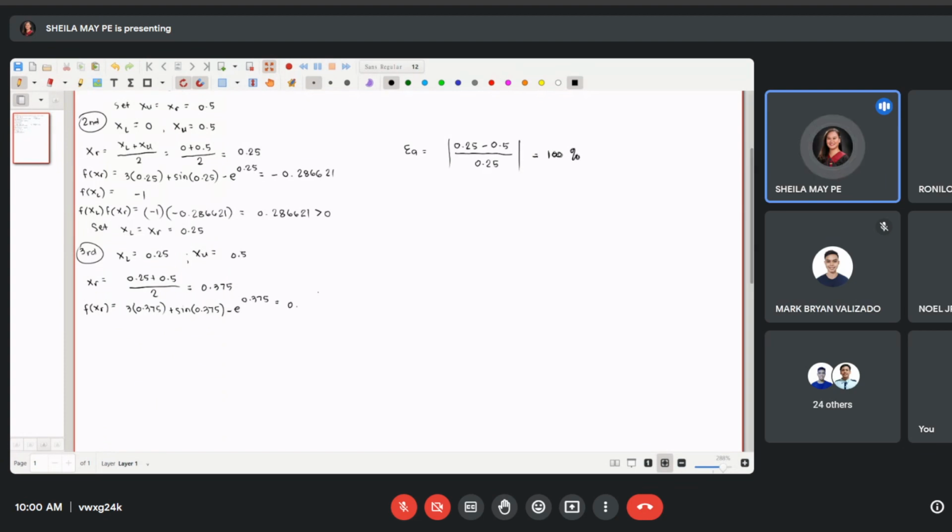So that's 0.036284567. Now we have our function of x sub L. So that's 3 times 0.25 plus the sine of 0.25 minus e to the 0.25, which equals negative 0.286621. Okay, now function of x sub L.